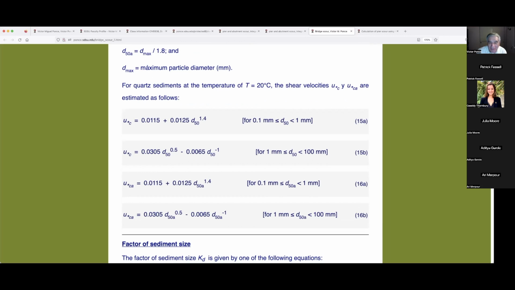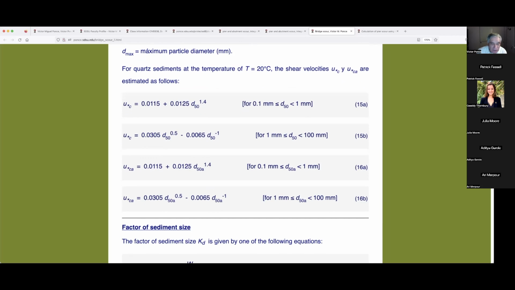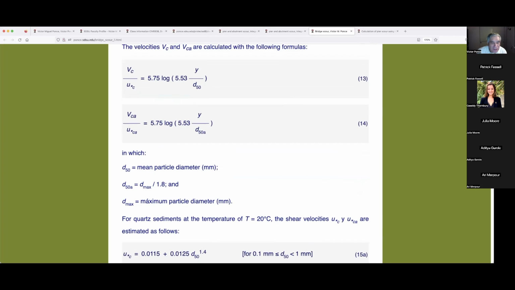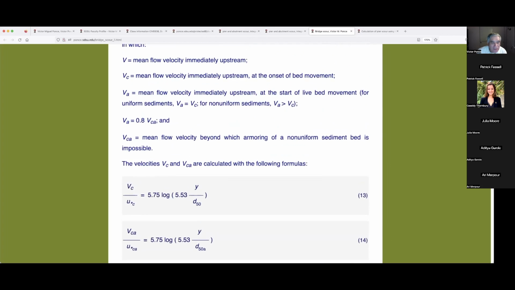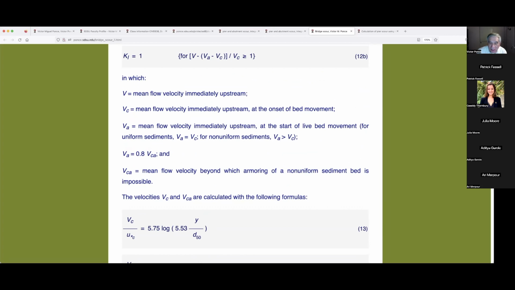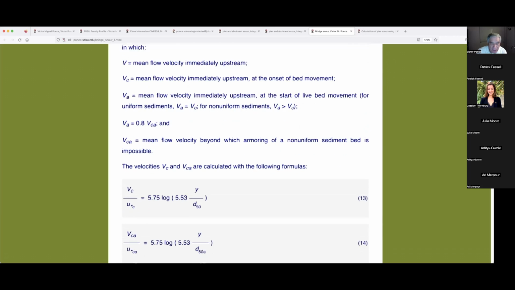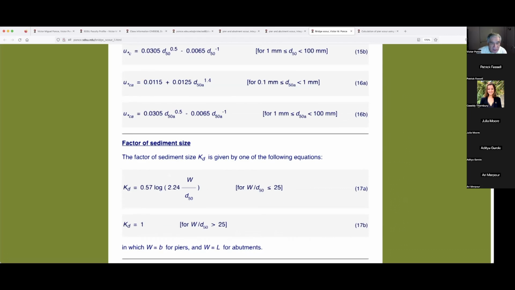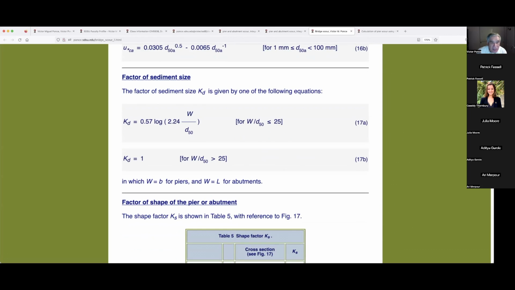U sub C for two types of diameters, 15 A and B, and 16 A and B. 15 is for U sub star C, and 16 is for U sub star CA, where CA relates to the mean flow velocity beyond which armoring of a non-uniform bed sediment is impossible. Okay, so we got this equation. Now we move on to the factor of sediment size. The factor of sediment size is given by one of the following equations. And that's it, the same thing.